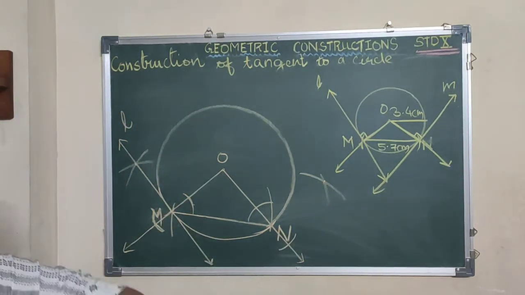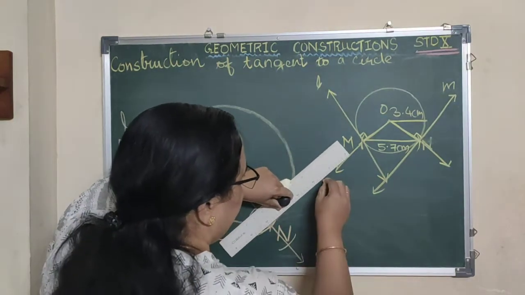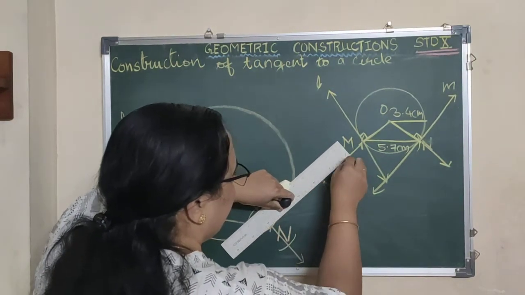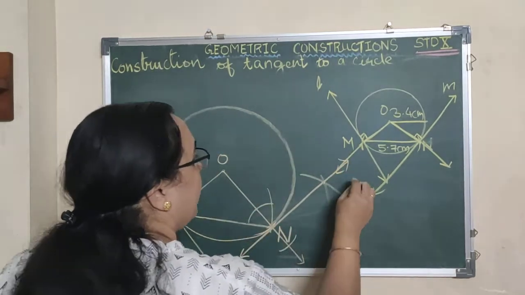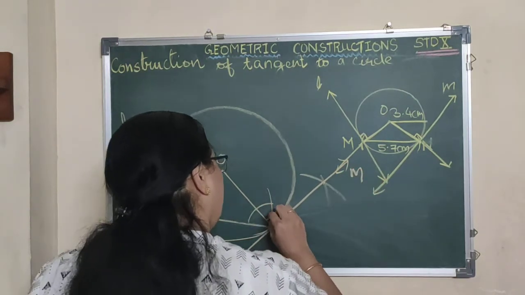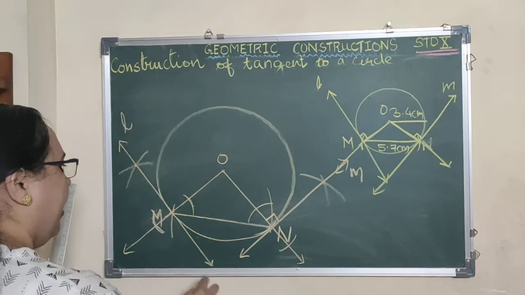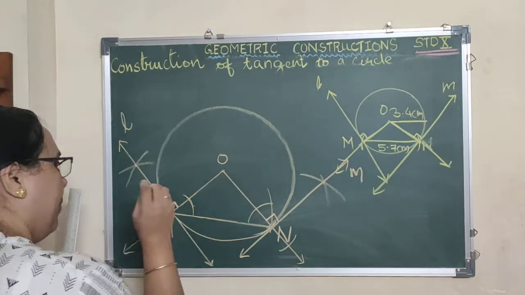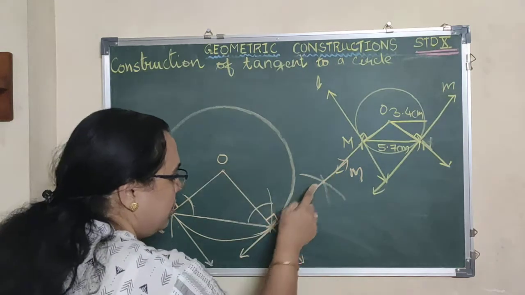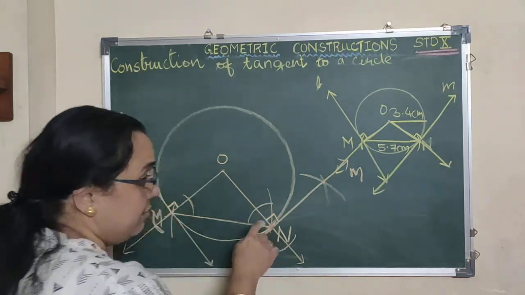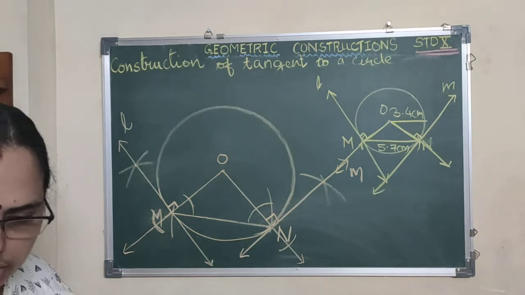To the point N we draw a line, and this is line M which is perpendicular to ON. This is line L which is perpendicular to OM. Be particular to show where it is perpendicular. It is perpendicular to the radius. It is not perpendicular to the chord MN. Okay children, pay attention to that. A tangent is always perpendicular to the radius. So this is the construction here.